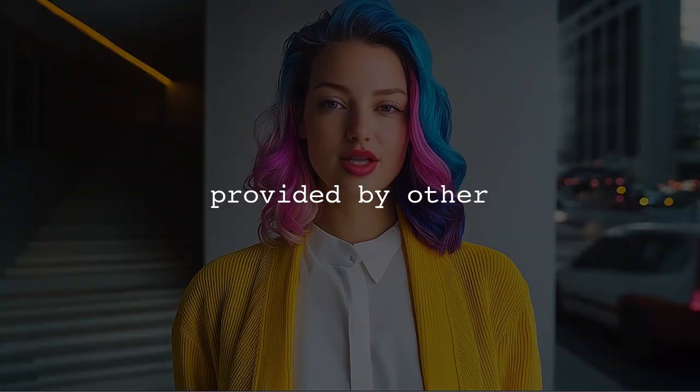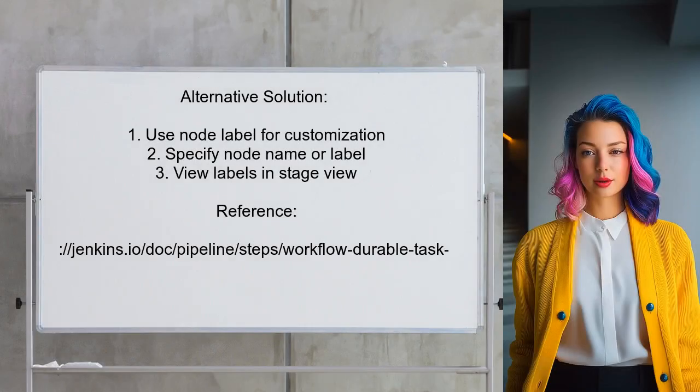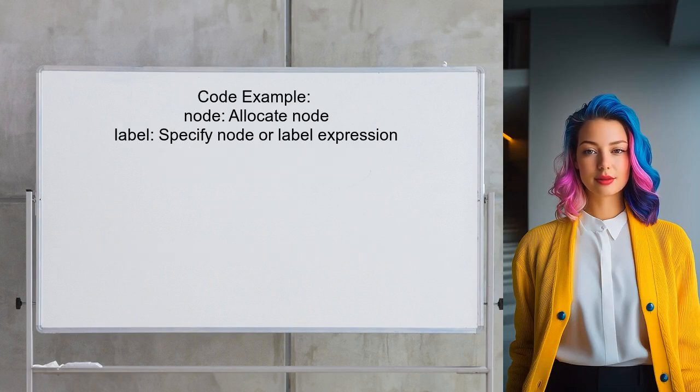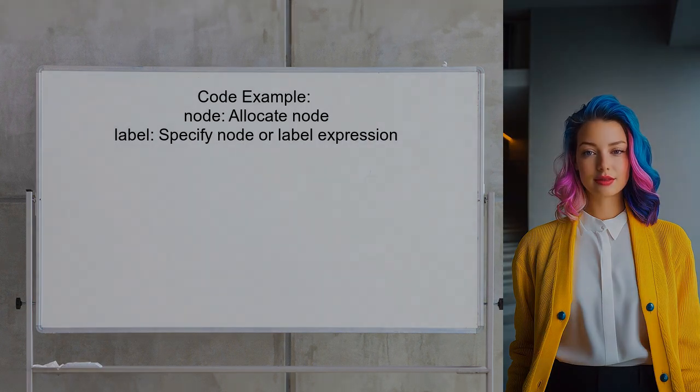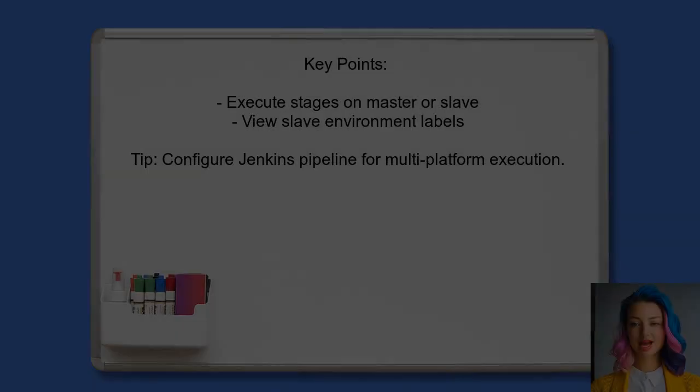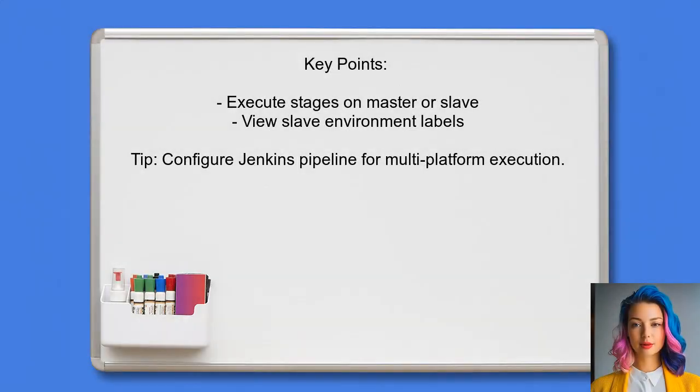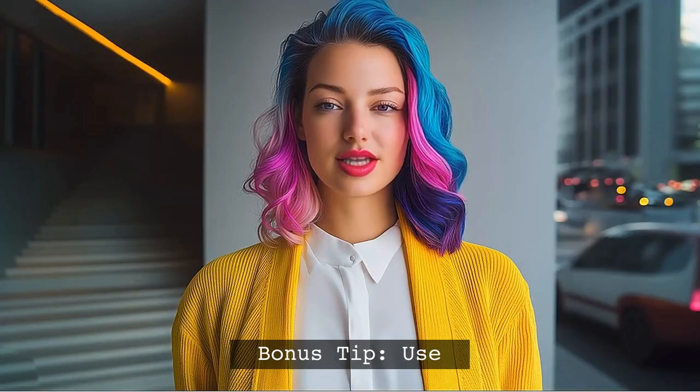Now let's look at the answers provided by other users. An alternative approach suggests using the node label to customize the Jenkins pipeline stage view. By specifying the node's name or label, you can see the corresponding label in the stage view. This method allows you to execute stages on different platforms, showing the labels of your slave environments in the Jenkins interface.